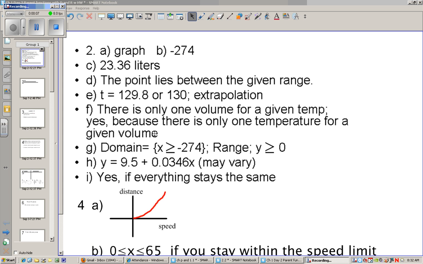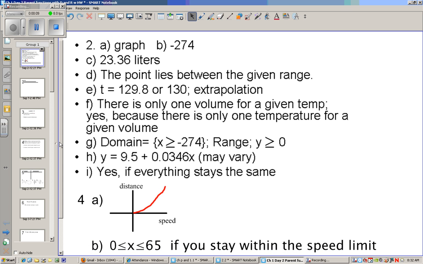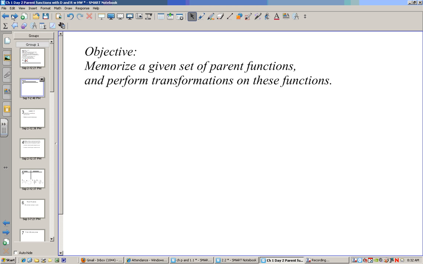Here are the homework problems from yesterday that are not in the back of your book, so you can take a look. If you want to spend more time with this and check your answers, you can pause it. Today, we're going to memorize a given set of parent functions and perform transformations on these functions. Also, we're going to learn a little bit more about domain and range.